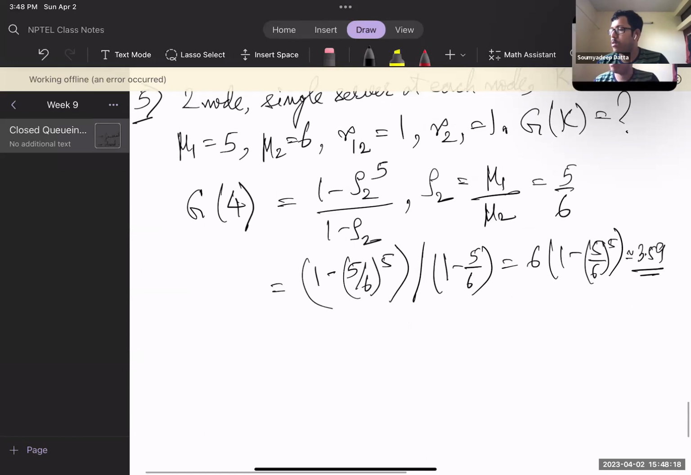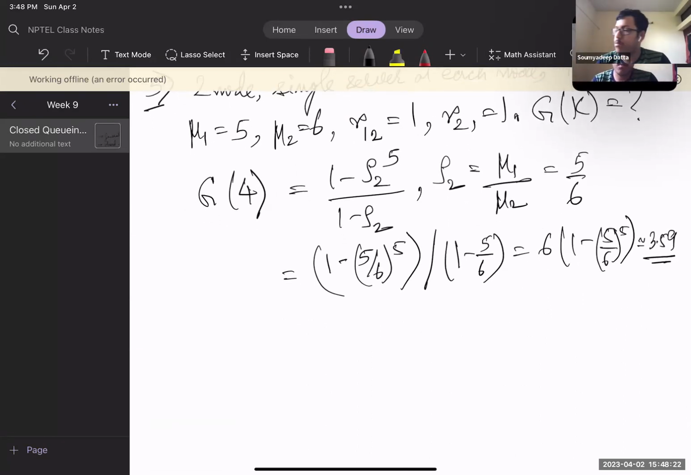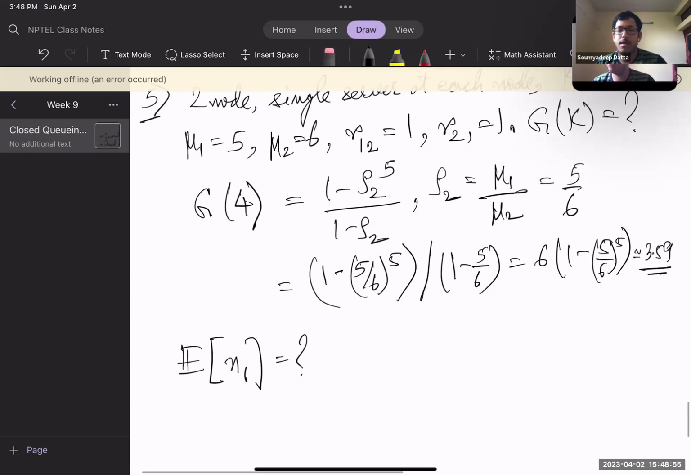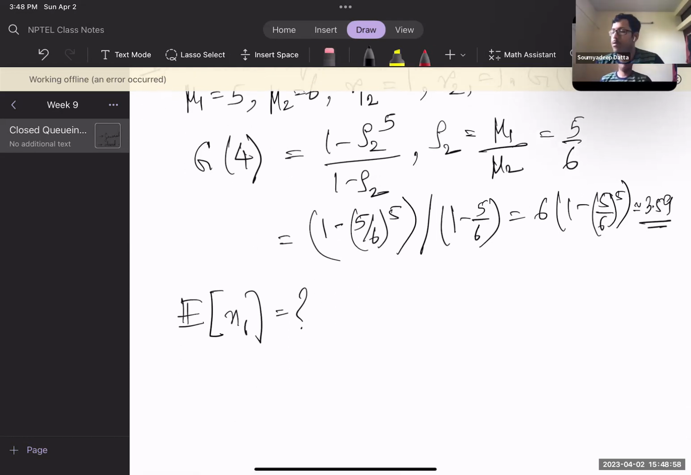So we can just do these kind of simple calculations, and then a follow-up question, right? Now we know G of 4, so we know the normalization constant. So now we want to find out what is the expected value of N1, the expected number of customers at N1. And so how do we find that out? We actually denote it, as in our lectures, as L1.